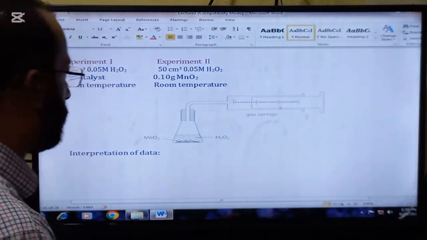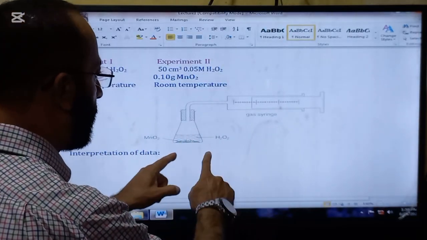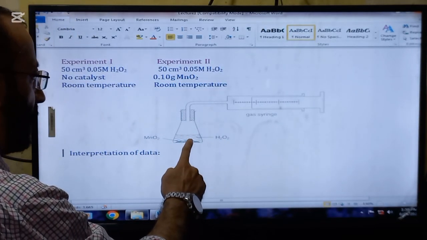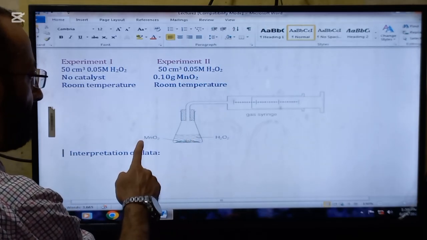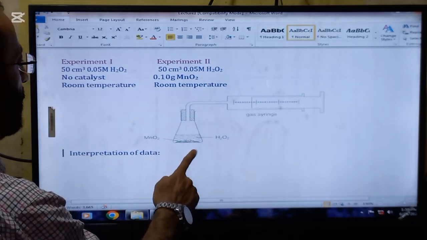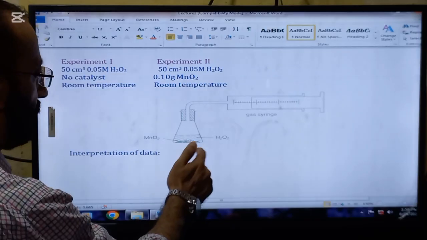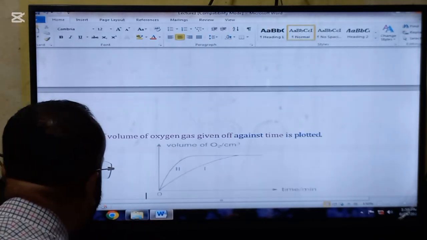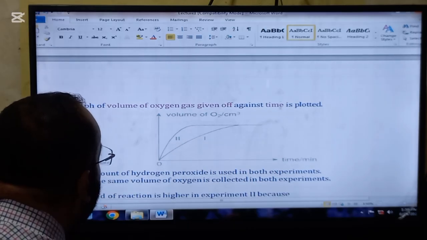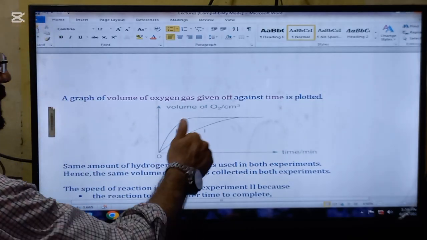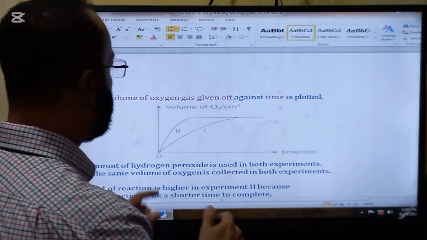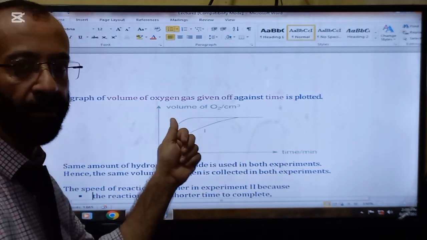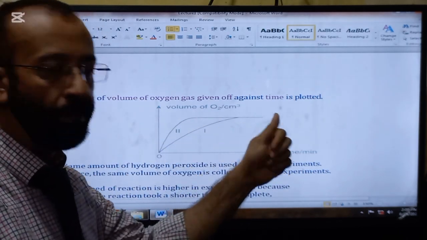Look now, this will be the setup in which H2O2 will be placed and some manganese oxide will be put into the beaker. Interpretation of the data: a graph of the volume of oxygen gas given off against time. A graph will be plotted, time against the volume of O2 produced.